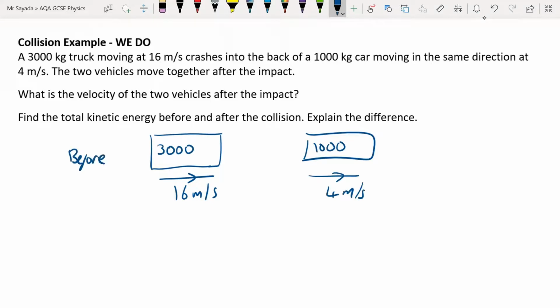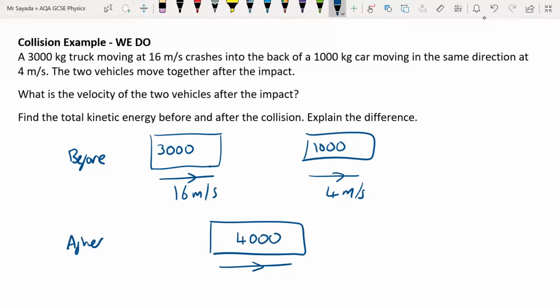Then I'm going to draw an after picture, and the two vehicles move together after the impact. So what's the total mass of the two vehicles once they're stuck together? Say your answer to the video. The total mass is 4,000, and we're trying to find the new velocity. What letter should I use for the new velocity? Say your answer to the video. I'll use the letter V.